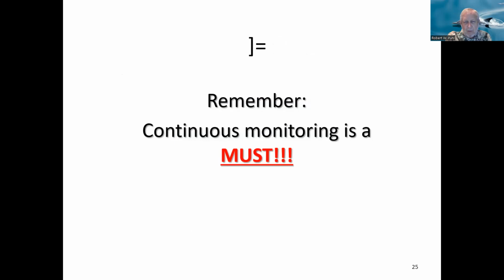And remember, continuous monitoring is a must. You've got to keep monitoring, be sure everything's good.